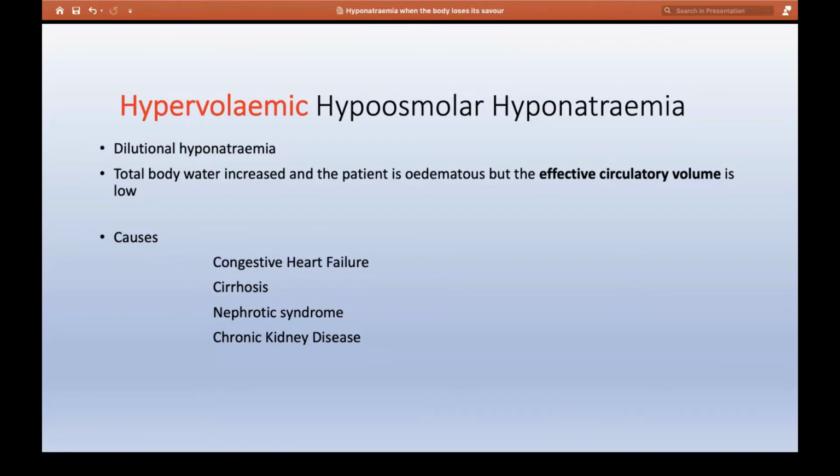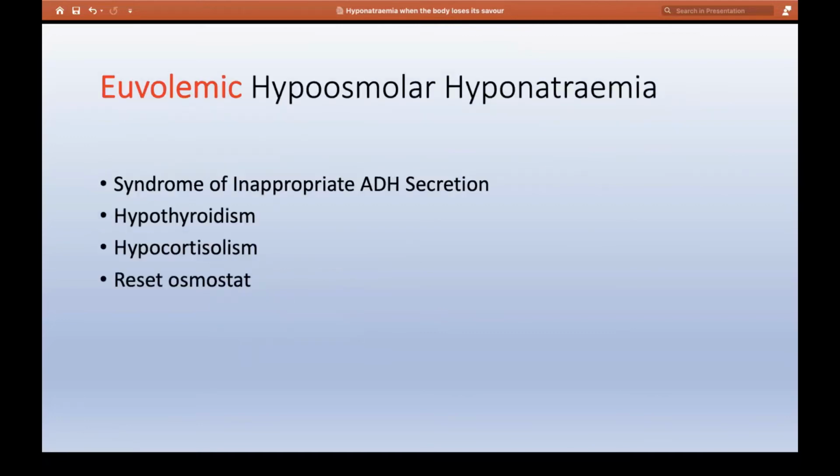And you see that people who have congestive cardiac failure, cirrhosis, nephrotic syndrome, or chronic kidney disease, they are like swollen up. They look hypervolemic, but in fact, their effective circulatory volume is low. They have a state of secondary hyperaldosteronism. So these are people who can manifest with hyponatremia.